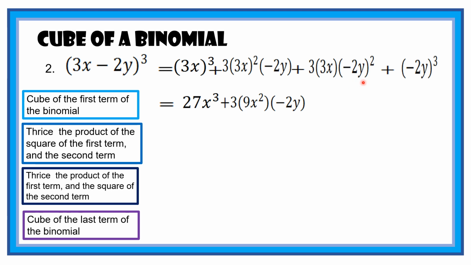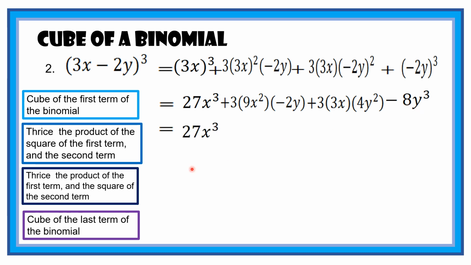Next, simplify natin yung quantity negative 2y squared. So that is negative 2y times negative 2y. So we have positive 4y squared. Then we have negative 2y, the quantity of negative 2y cubed. So this is equal to negative 2y times negative 2y times negative 2y. So this is equal to negative 8y cubed.